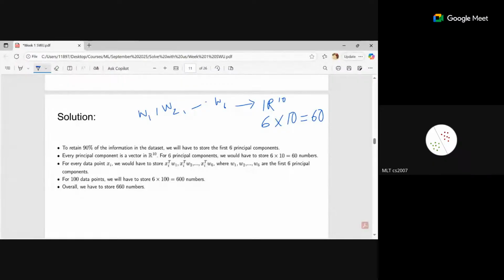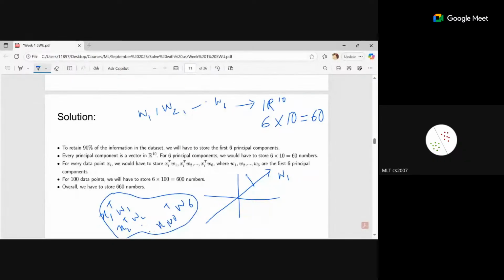But then it's not just the principal components that you need to store, right? You also need to store the projections. Let's say if this is my first principal component and if this is my data point, then I also need to store this projection along with W1, right? So I need to store all these X1 transpose W1, X2 transpose W2, and so on until X100 transpose W6. And these projections are just numbers, right?